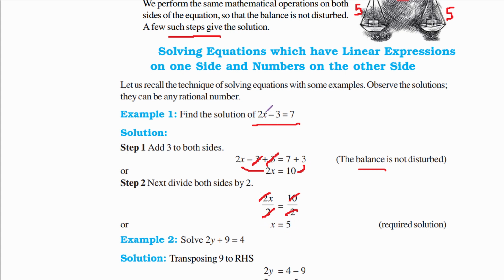If you put 5 here, it would be 2 into 5 minus 3. Obviously this is in brackets because BODMAS rules apply here. That must be equal to 7. And 2 fives are 10, minus 3, must be equal to 7. Yes, indeed it is, because 10 minus 3 is 7, equals 7. Therefore, x equals 5 is the required solution for this equation.